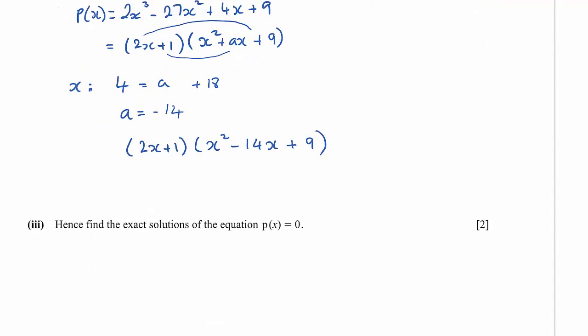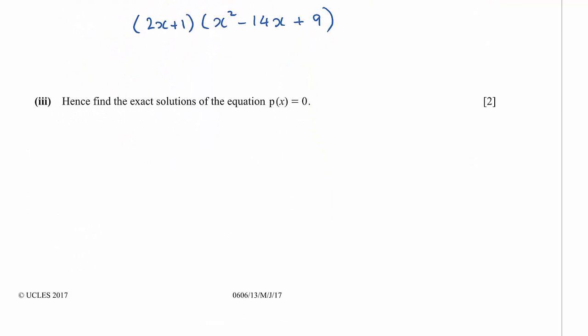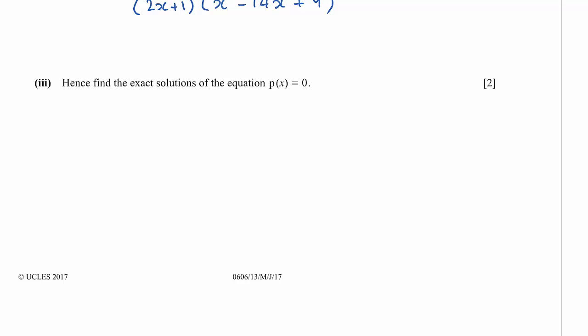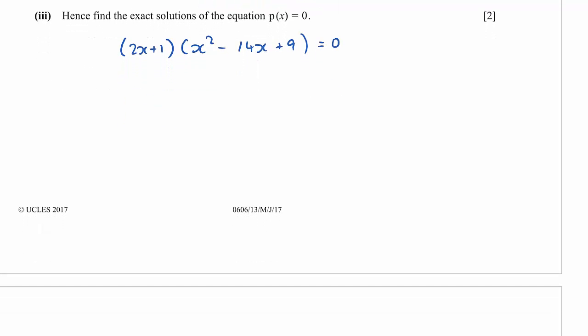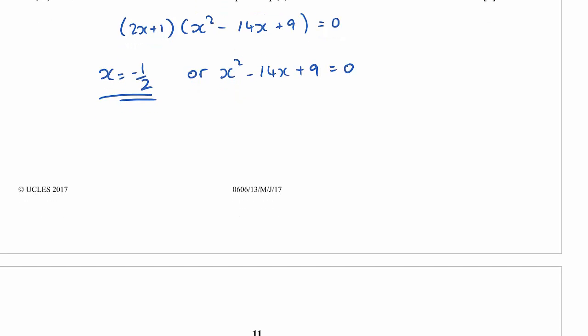And hence we want to find the exact solutions to p of x is equal to 0. So that's going to be 2x plus 1, x squared minus 14x plus 9 is equal to 0. So we're going to get x is equal to negative a half from the first bit, or x squared minus 14x plus 9 is equal to 0. And it doesn't take too much looking to see that we can't really factorize that one. So we'll have to use the quadratic formula.